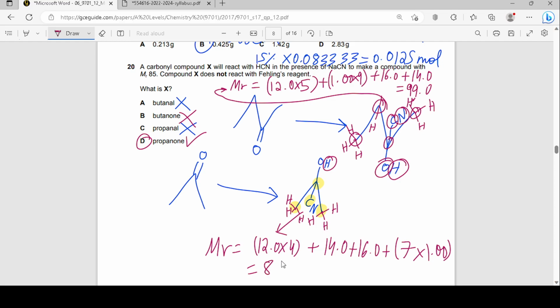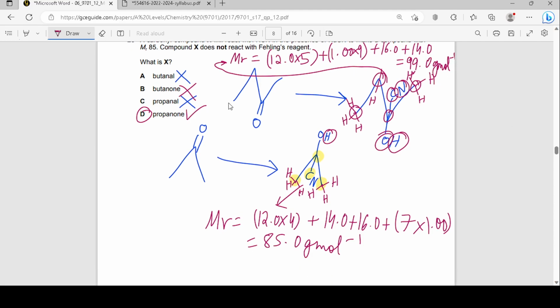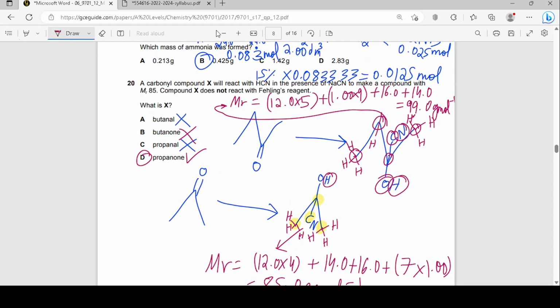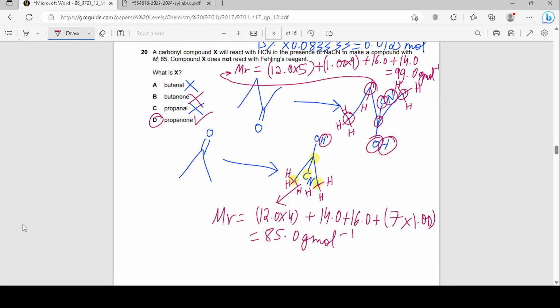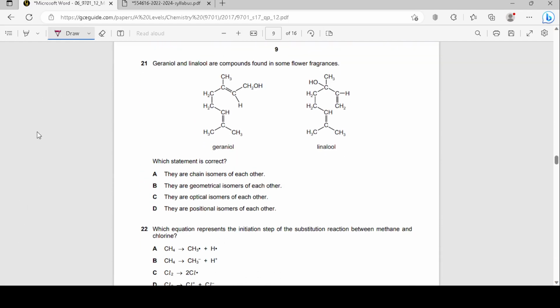That is actually 85.0. That's a good thing. I was like, oh no, what if all the options are wrong and I have to do the question again? So yeah, okay, 85.0 grams per mole. That's what we got. So that means again it's confirmed that D must be the correct answer. So yeah, D is the answer. And then we go to the next question.